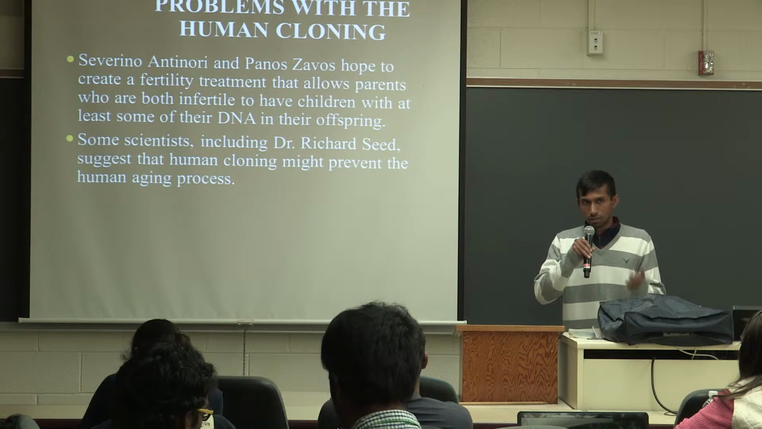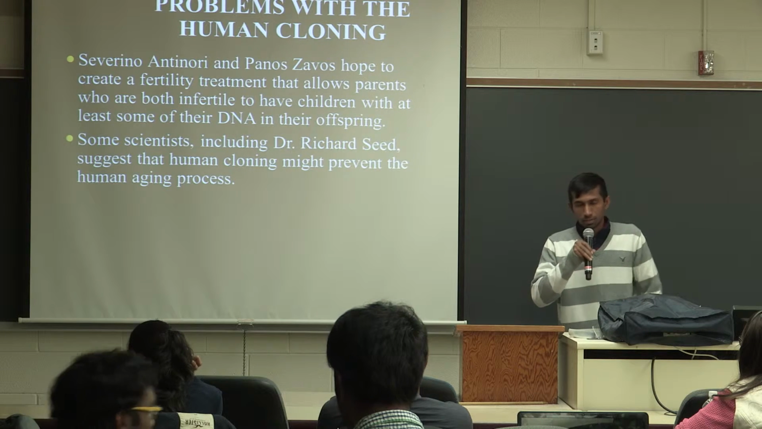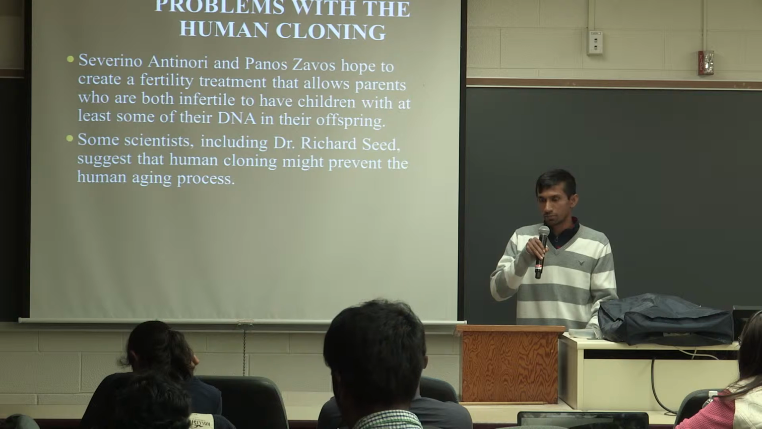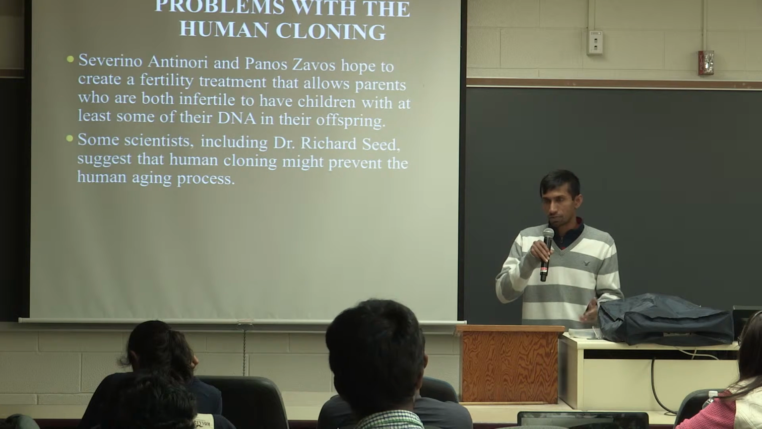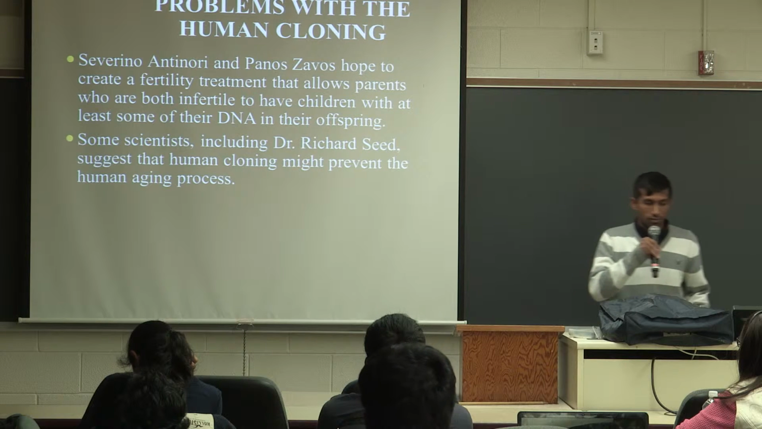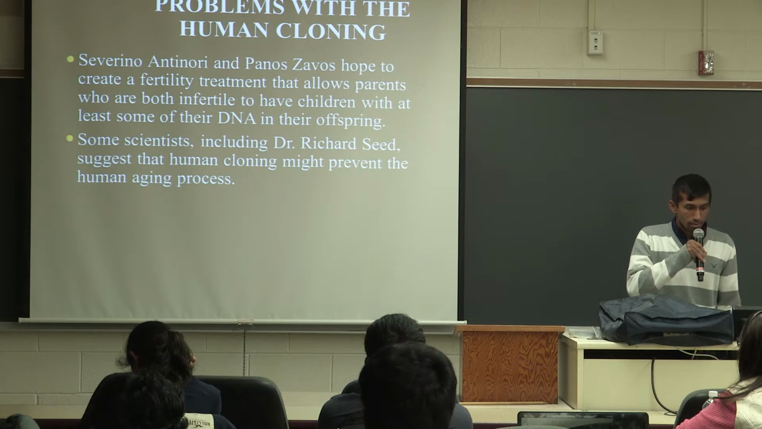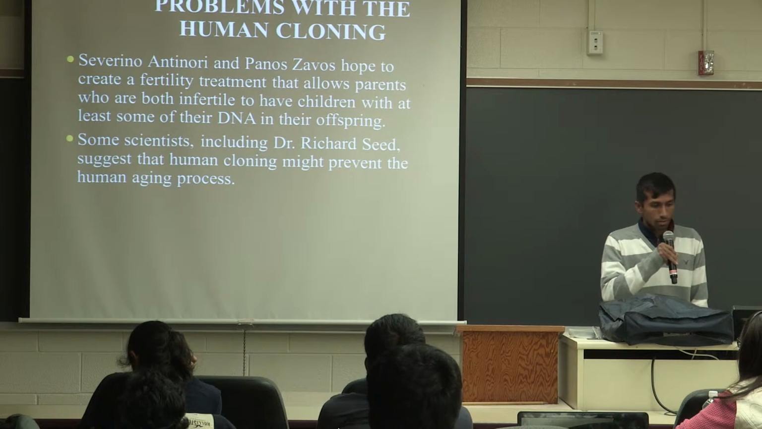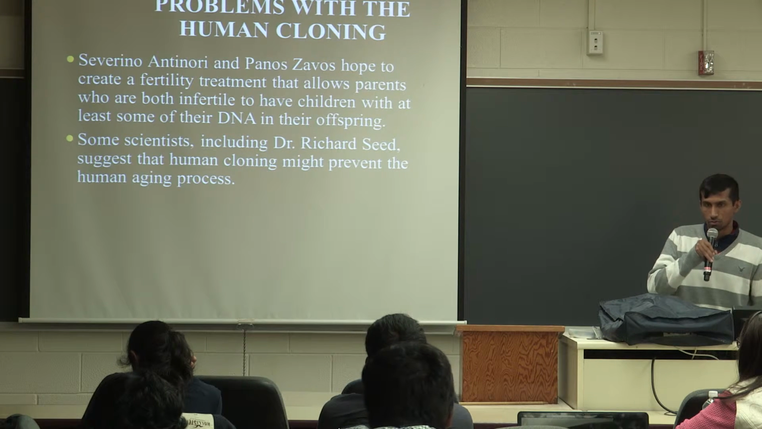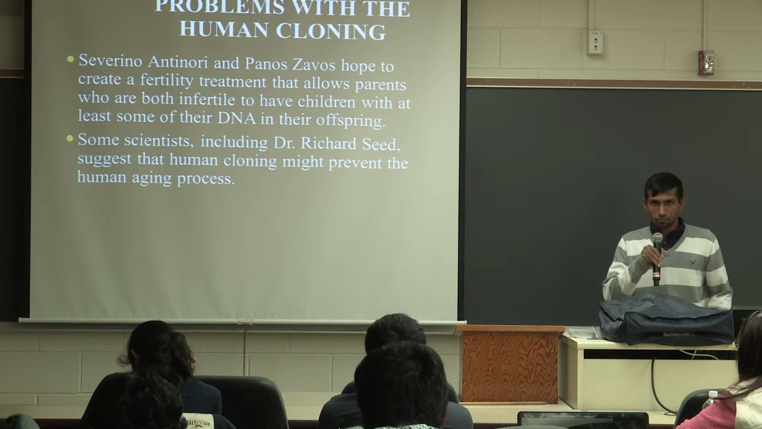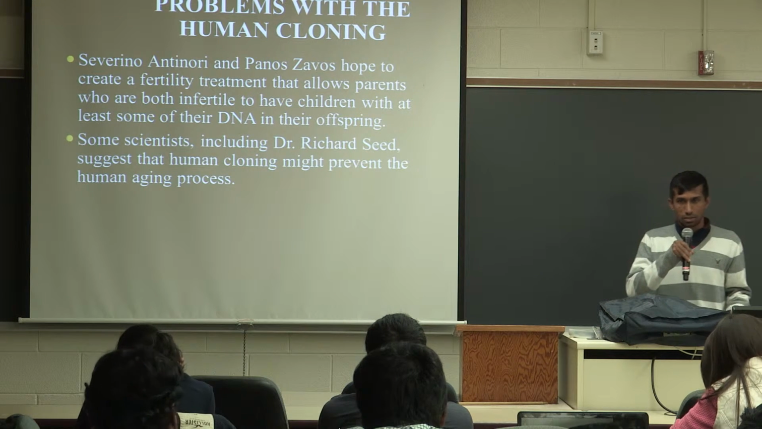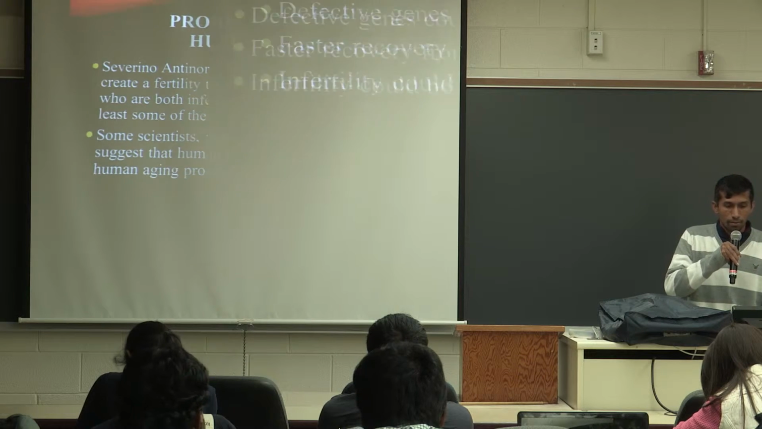producing the DNA in the kids in such a way that even if the parents have infertility, the kids will be able to have their own offspring. And there is another scientist, Richard Seed. He suggested an anti-aging process, because everybody wants to stay young even when they are old. So they are doing research in the field of anti-aging.